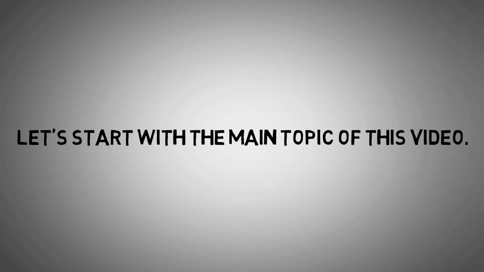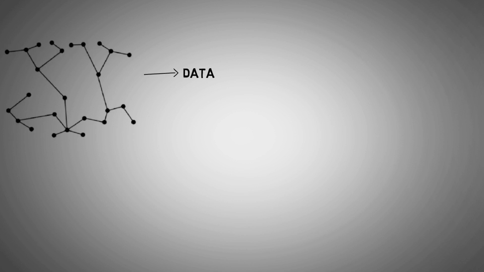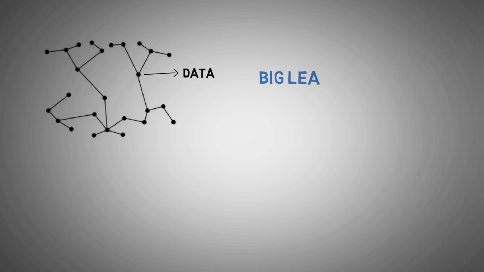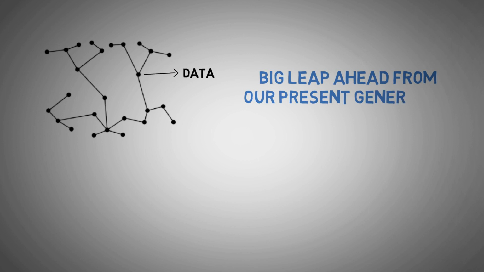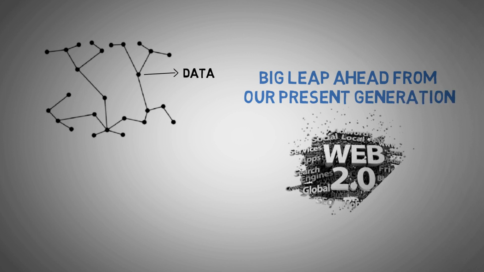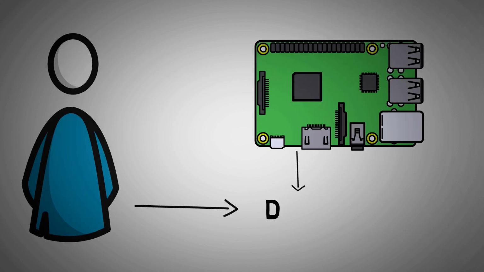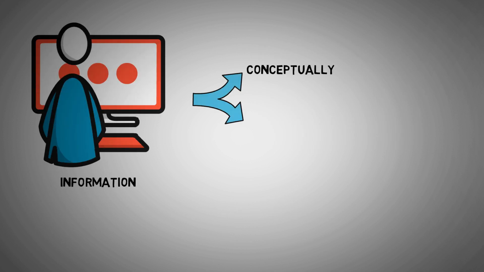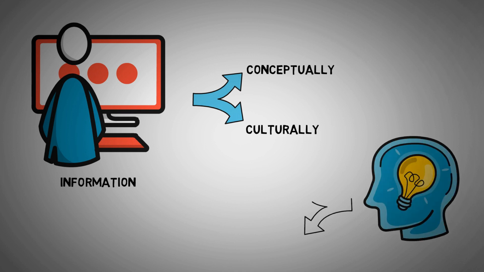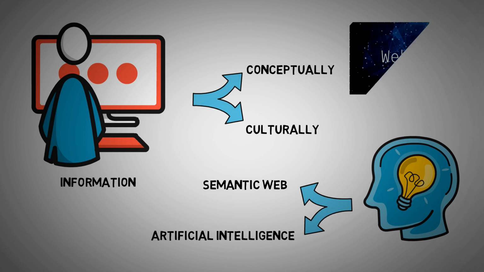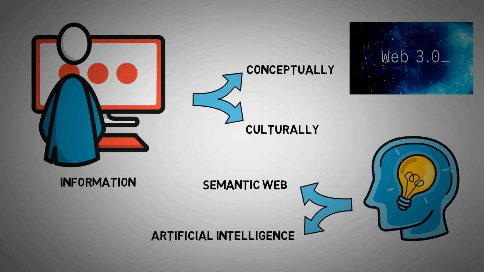Let's start with the main topic of this video. Data will be interconnected in a decentralized form, which would be a big leap ahead from our present generation of the internet, Web 2.0, where data is largely housed in centralized repositories. Users and machines will be able to engage with data as well. However, programs must be able to comprehend information both conceptually and culturally in order for this to happen. With this in mind, the semantic web and artificial intelligence (AI) are the two cornerstones of Web 3.0.